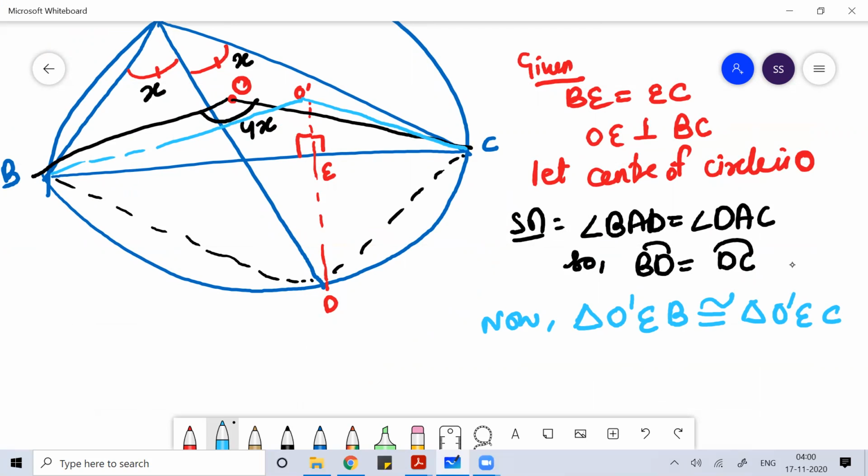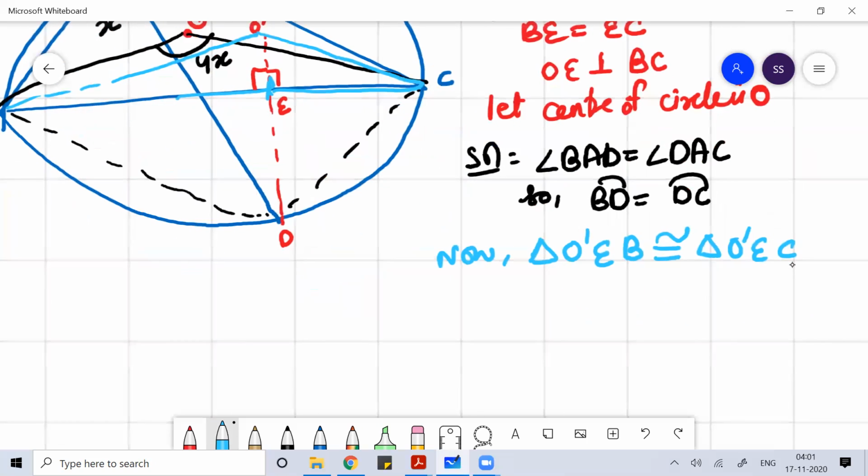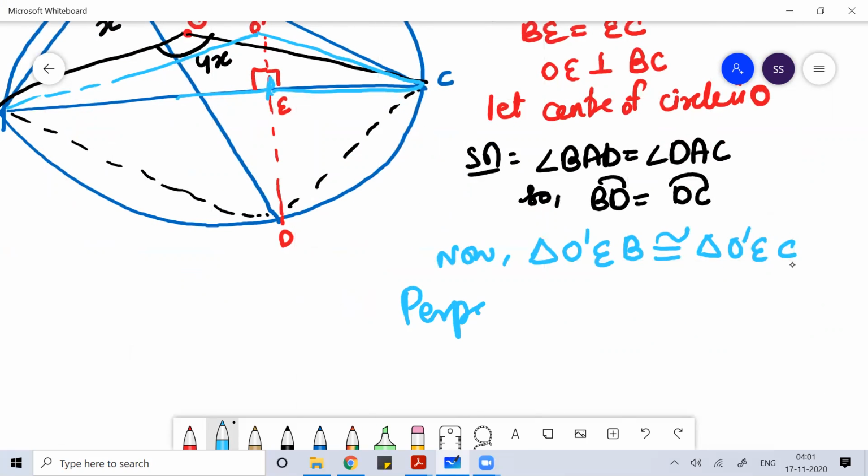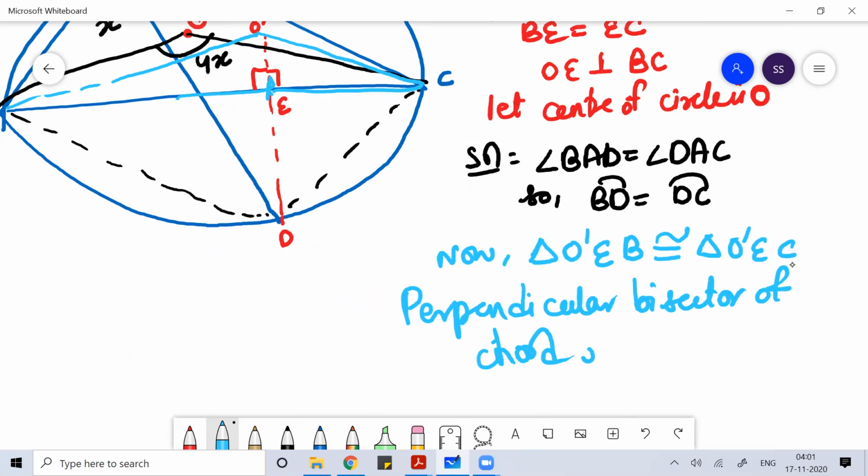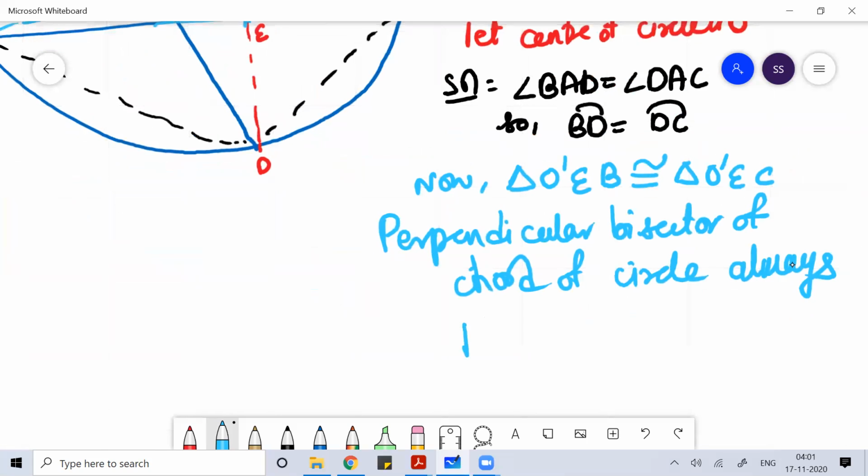That is right, because the angle bisectors, they are perpendicular bisectors. So it is perpendicular plus BE is equal to EC. And you know that very important theorem, that the perpendicular bisector of the chord of a circle always passes through the center. You know that it always passes through the center.